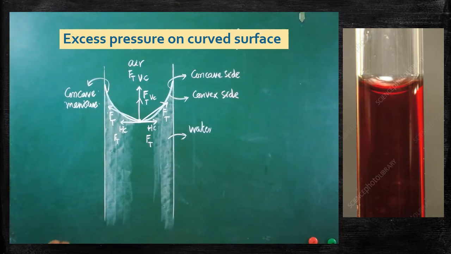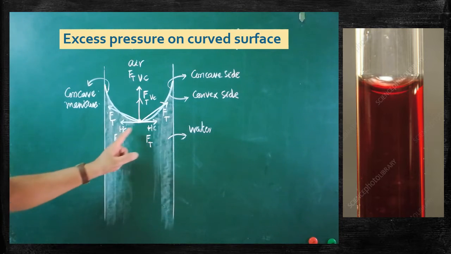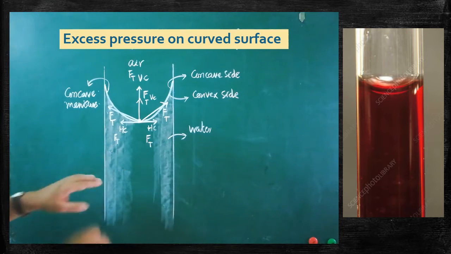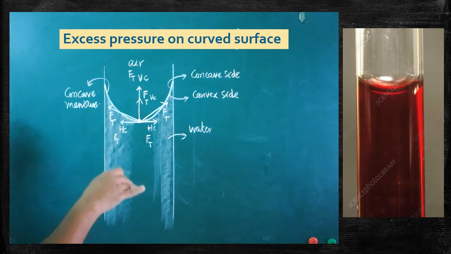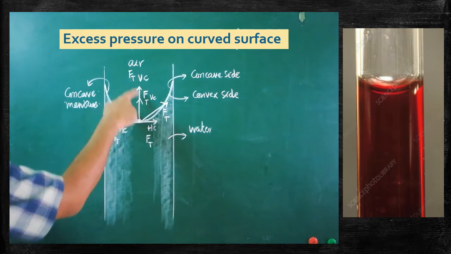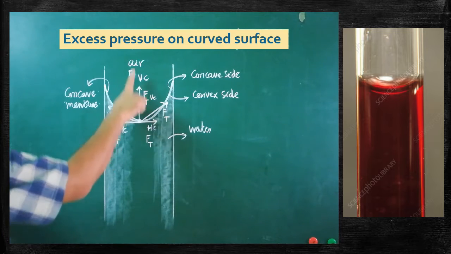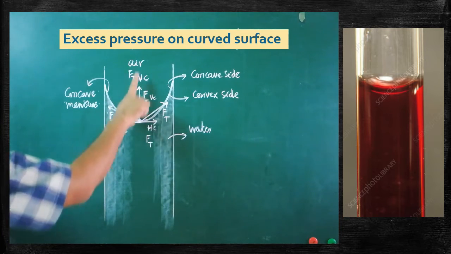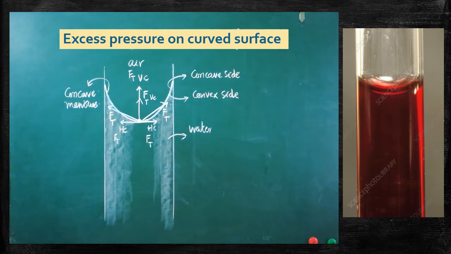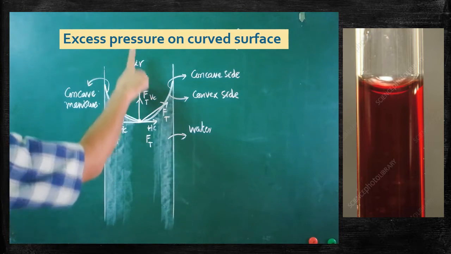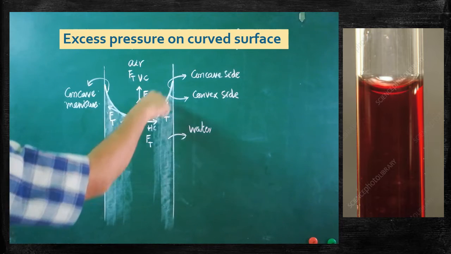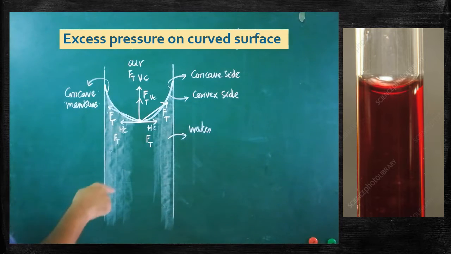FTHC. Here the horizontal components, both of them will be equal and opposite, both of them will nullify each other. But the two vertical components of this force, both are acting in the upward direction. Are you clear? Both are acting in the upward direction. The net force is acting in this direction. So when the net force is acting in this direction, what will happen? The shape of the curved portion should be maintained.